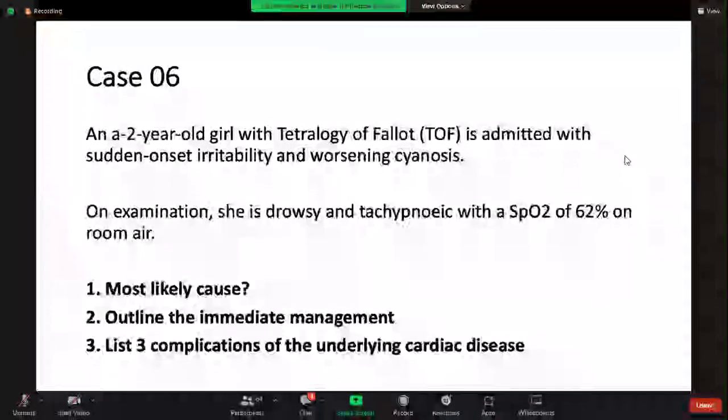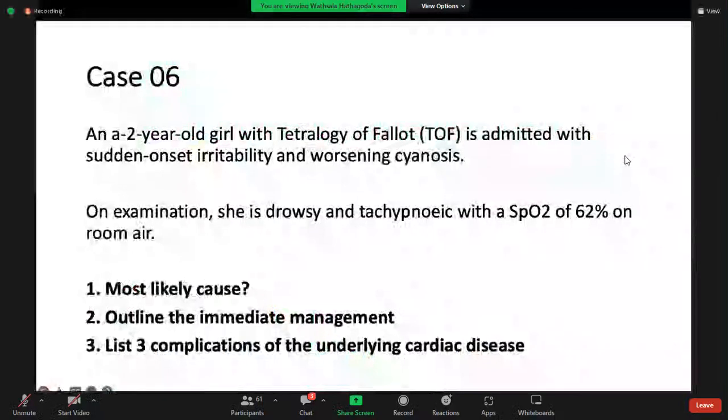Anyone? Have you heard of a condition called hypercyanotic spell? I'm just feeling like talking to myself. Can you hear me, Lamai?